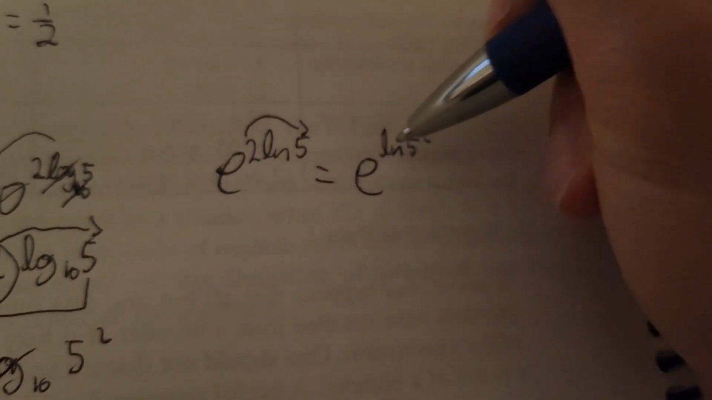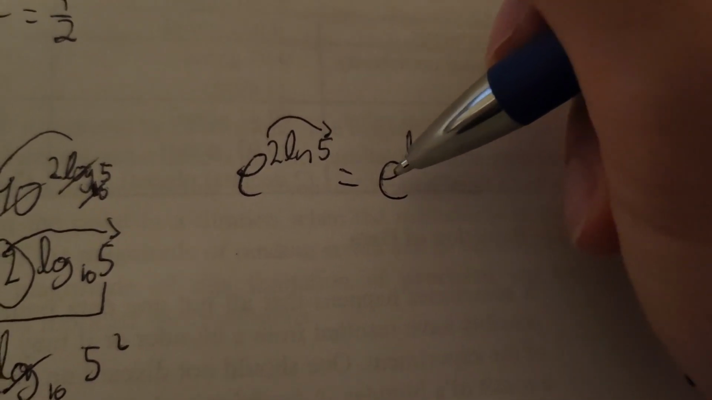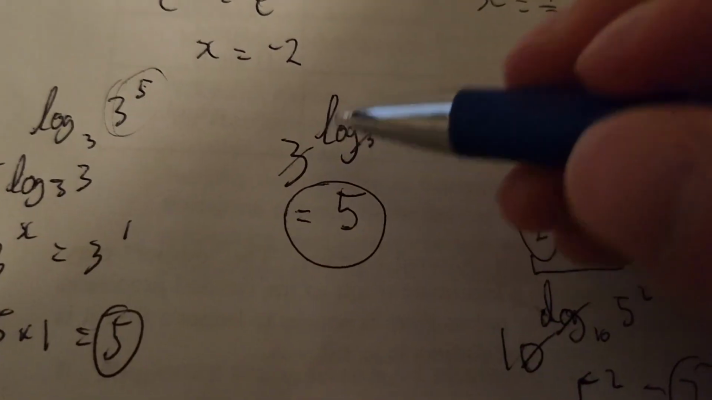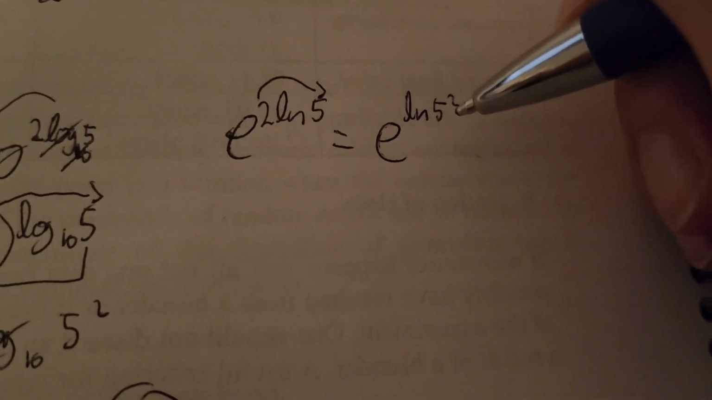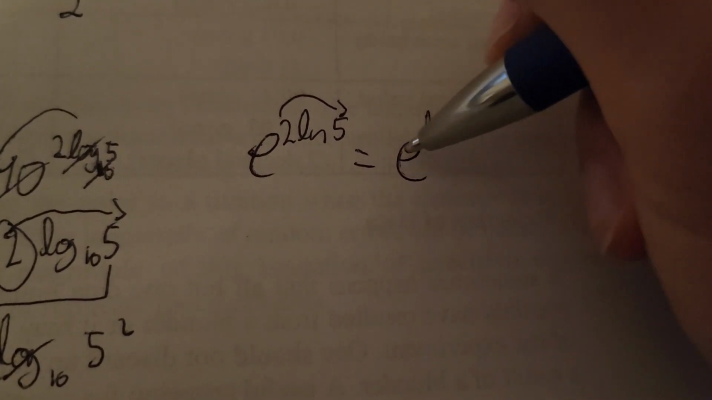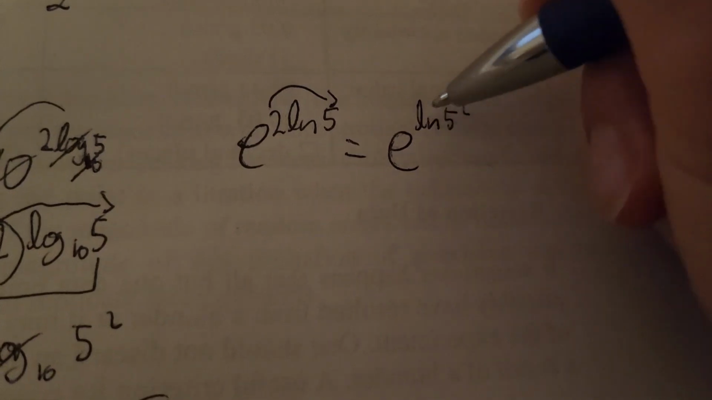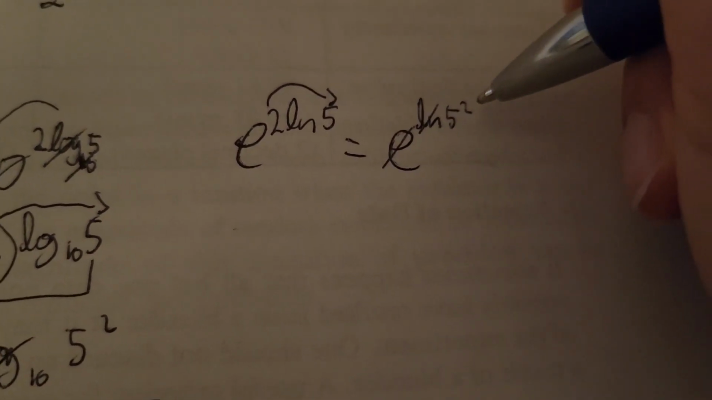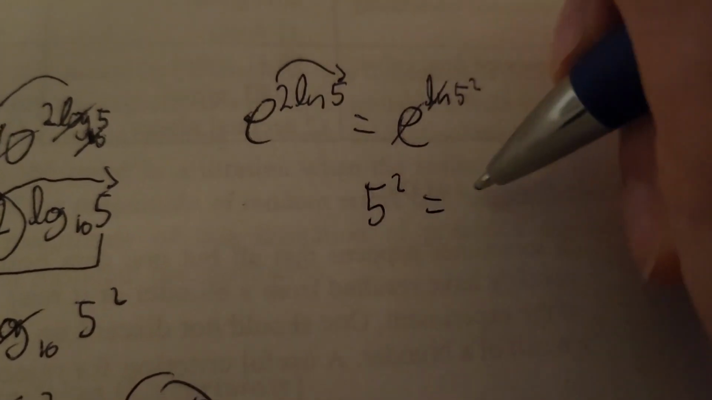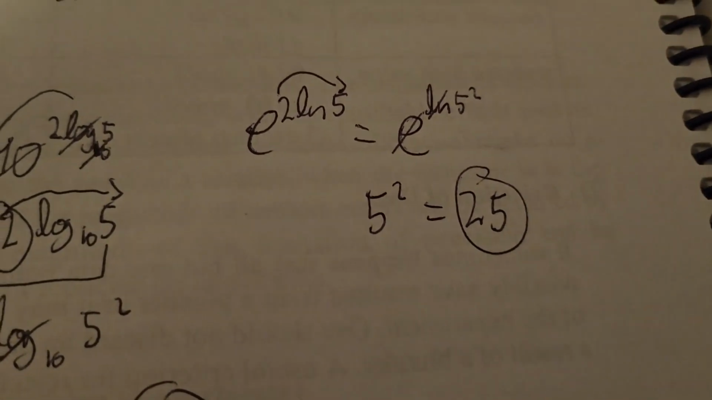And since e and ln have the same bases, like e we call it an exponential base, right? Same with 10, same with 3, then they can cancel because they have the same bases for the exponential and for the log, or ln. So since these two cancel, that just equals, well, 5 squared. And 5 squared is equal to 25. Therefore, that would be your answer.